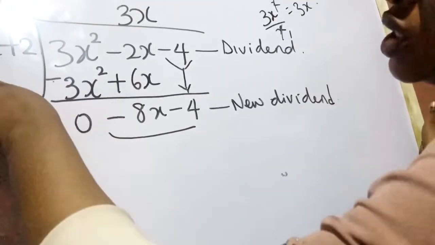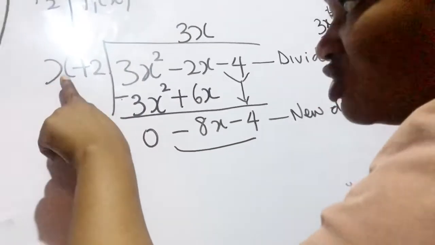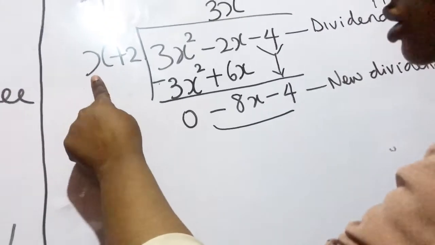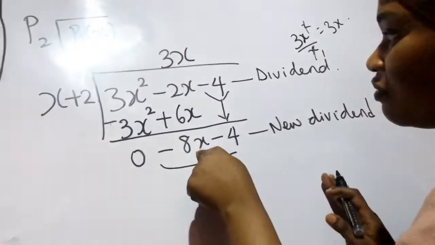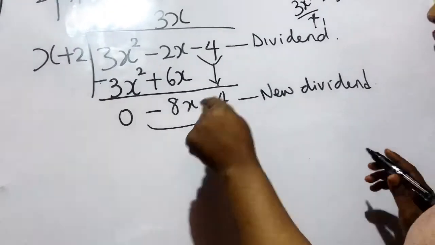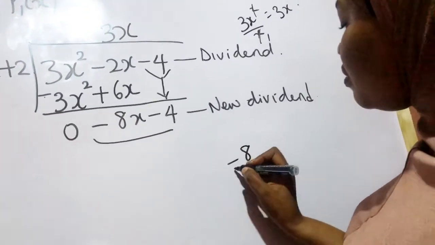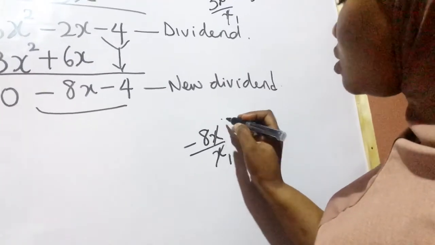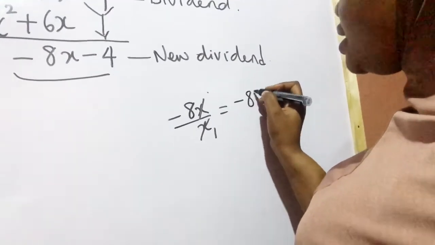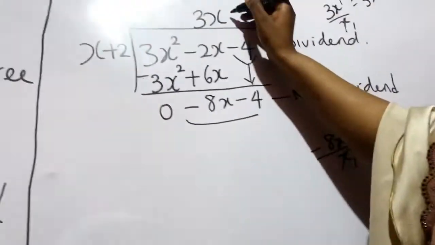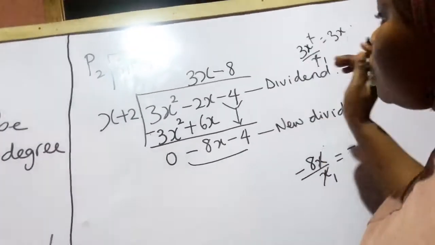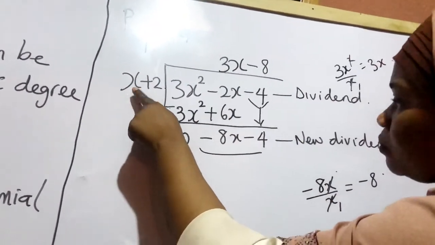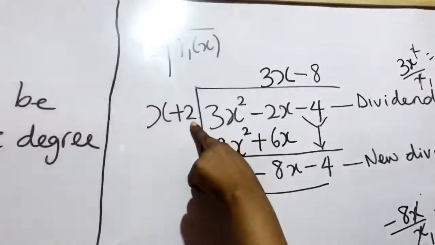So this is still the divisor, it remains the divisor. So we are going to use the first value of it to divide the first value of the new dividend. So minus 8x divided by x. So x over x is 1. So this one gives minus 8. So we are going to write it as minus 8. So this minus 8, we are going to use it to multiply the divisor, starting from the first one, then the second one.